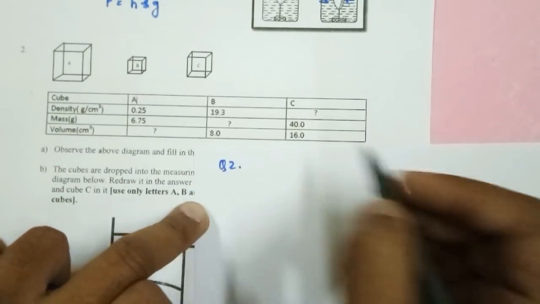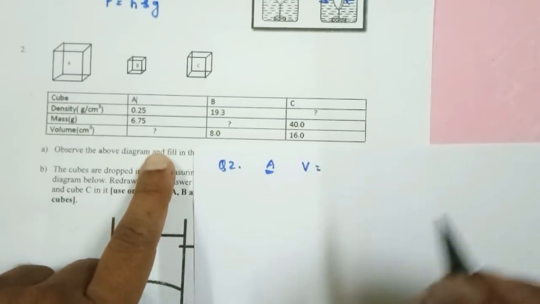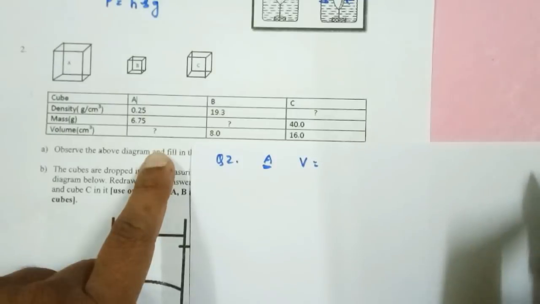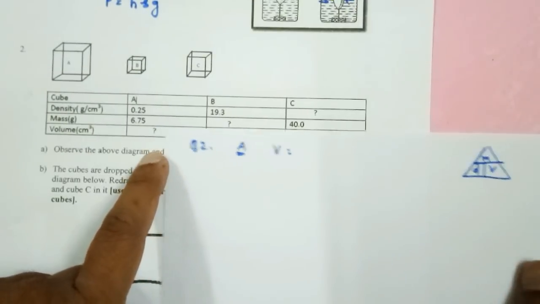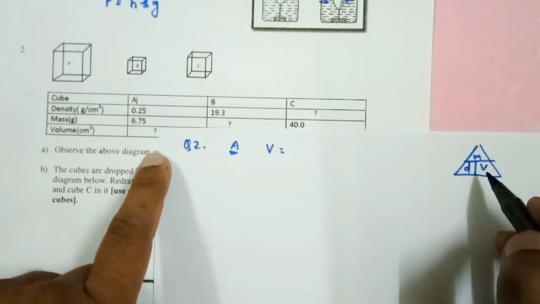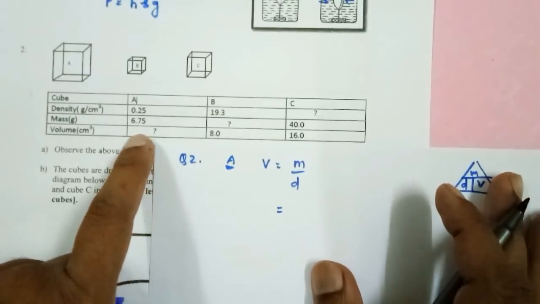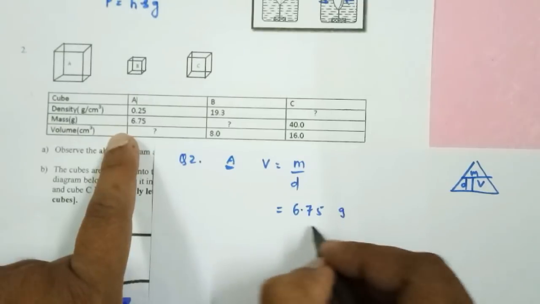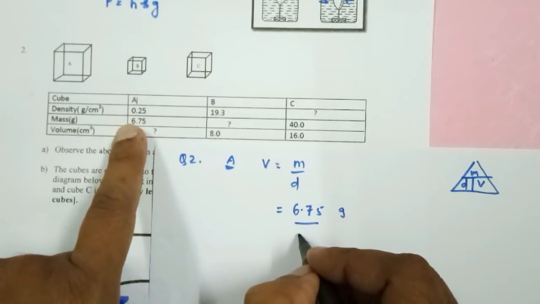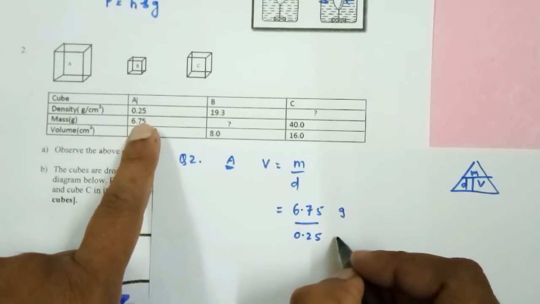So this is question number 2, and for A, volume, again, if you are a bit confused, you can check out this formula. You can make this triangle. Density is equal to mass upon volume. So volume is equal to mass upon density. Now, what is mass given to us? 6.75 grams, and the density was 0.25 gram per centimeter cube.